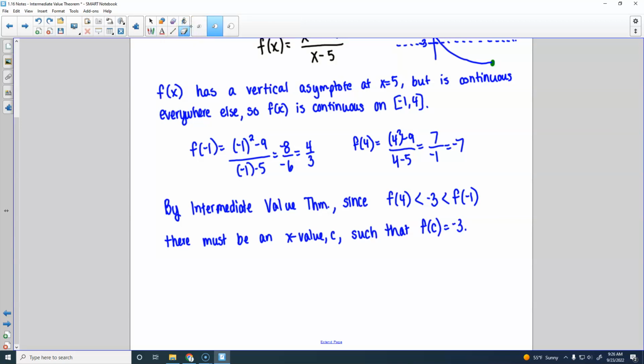Oh, careful. Where does it have to be? There must be an x value c on -1 to 4. You do have to say that, so make sure you include that. Because this would not be true forever, only on this interval. Especially for this function, because it does have that discontinuity at 5. So if you had an interval that included 5, you would not be able to apply the intermediate value theorem. You'd have to say no to that.